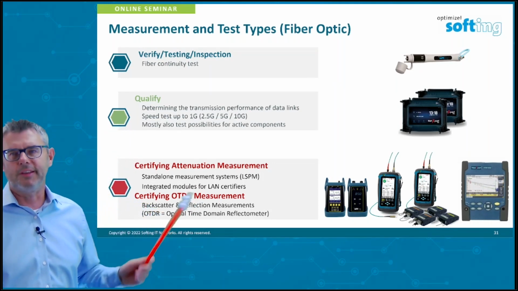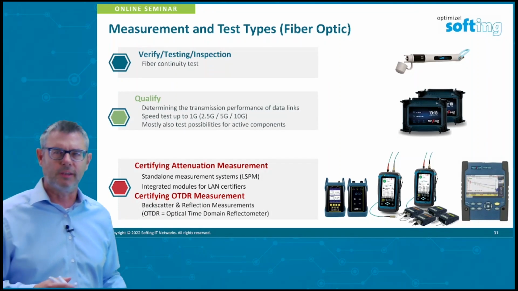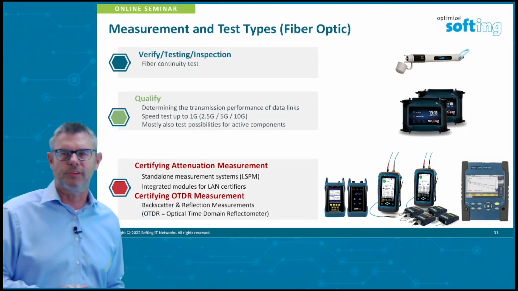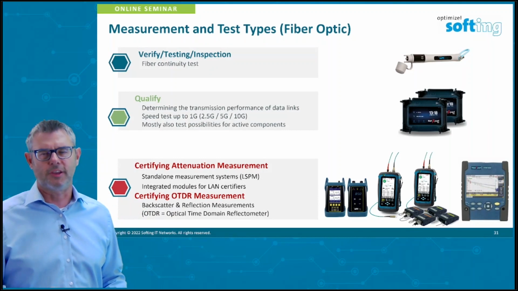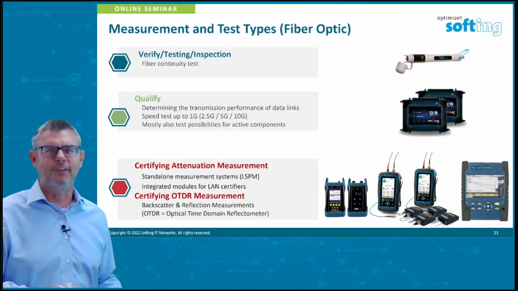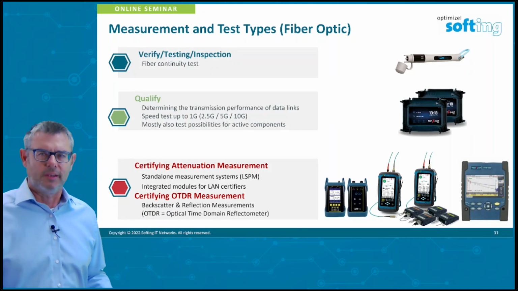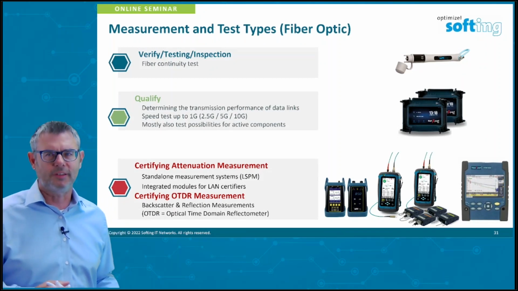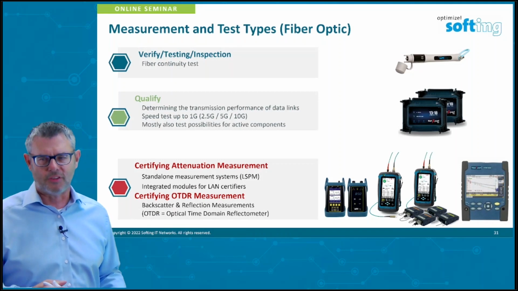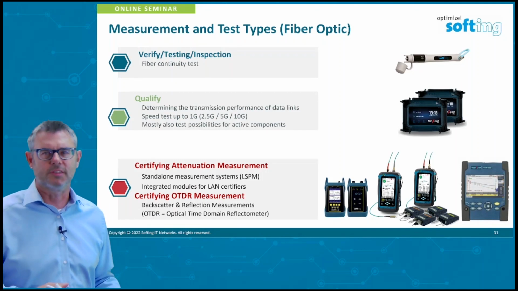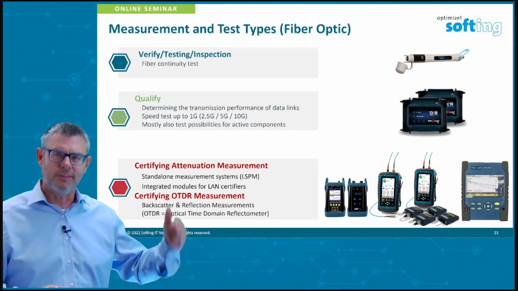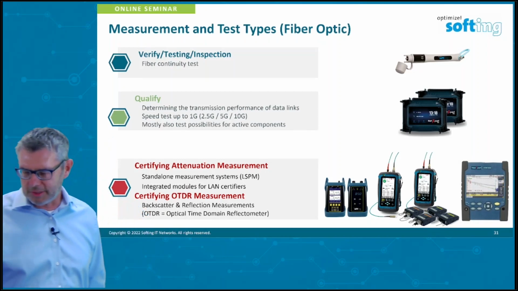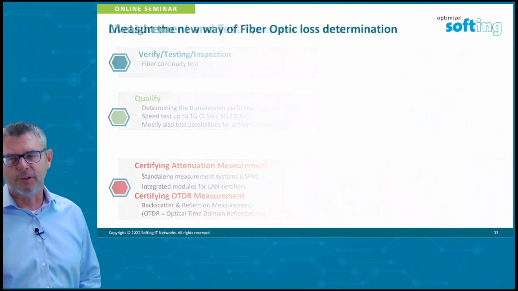And finally, certifying. There are two ways to do certification of a fiber optic link. One is to do just the pure attenuation measurement and the length measurement, and the other one is to add to these measurements an OTDR, an optical time domain reflectometer measurement, and this measurement will give us a really clear view on the events of a cable. So let's start with the qualifying.